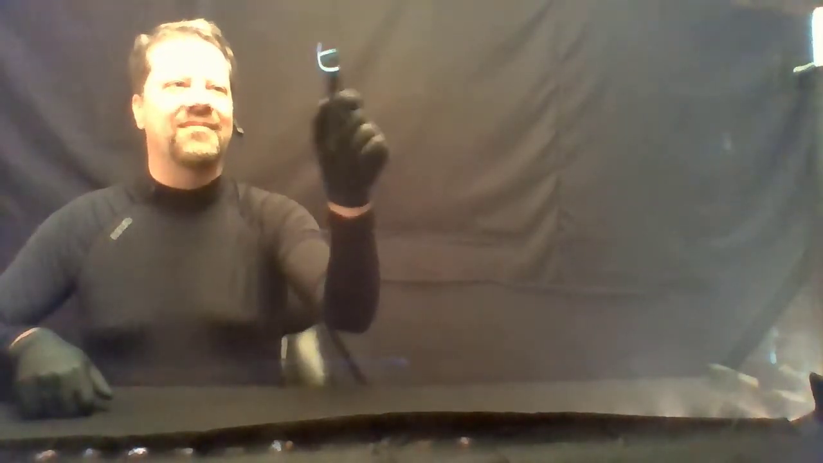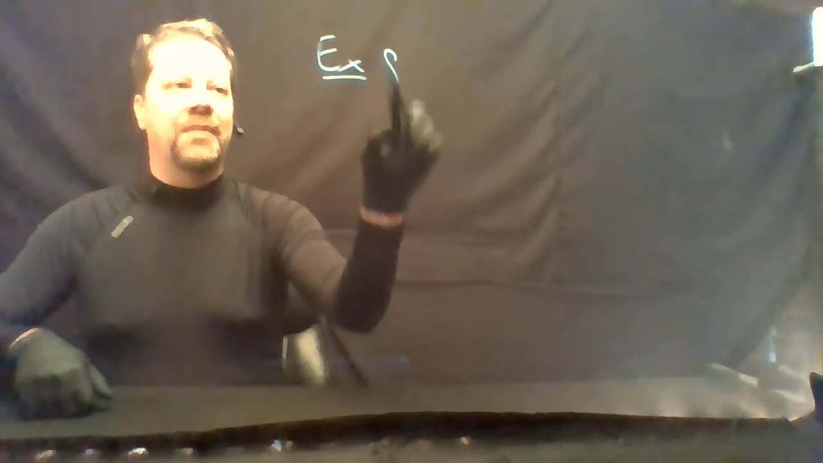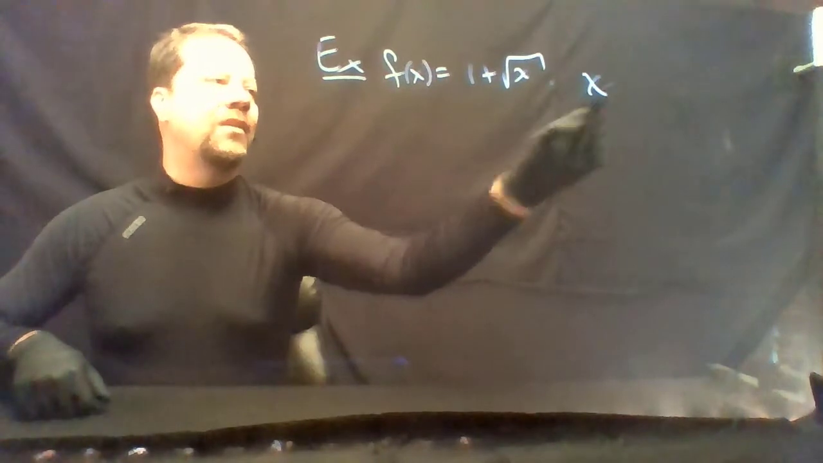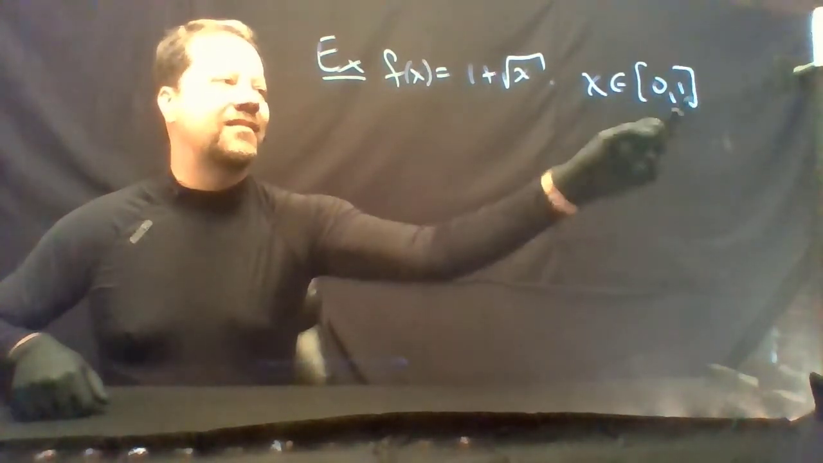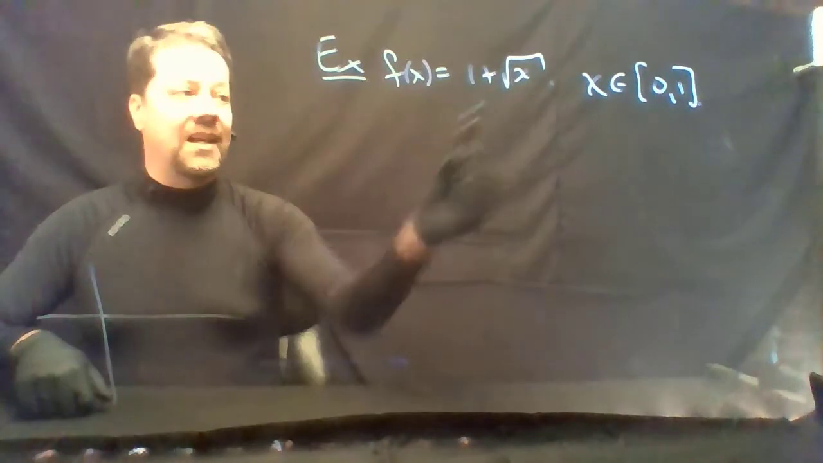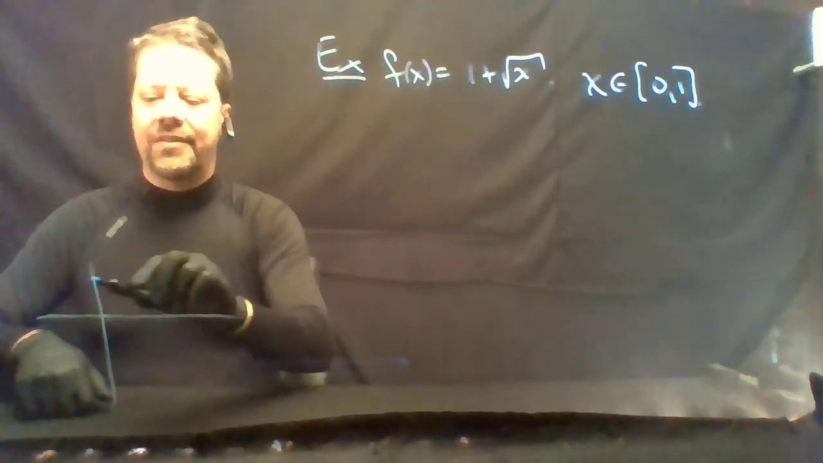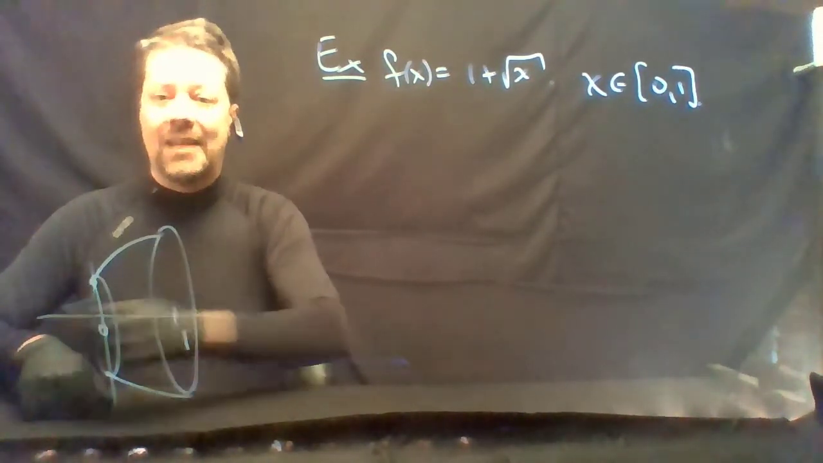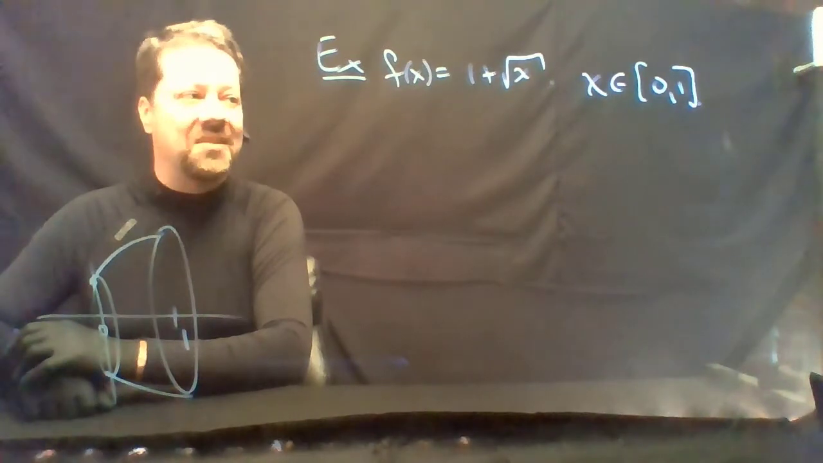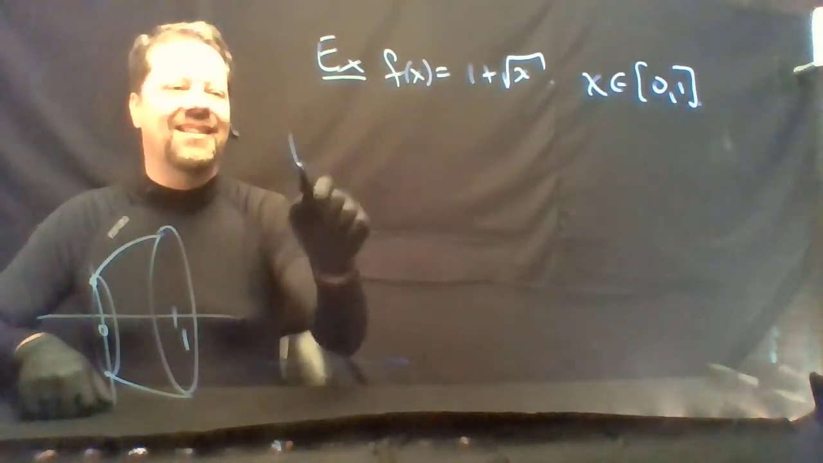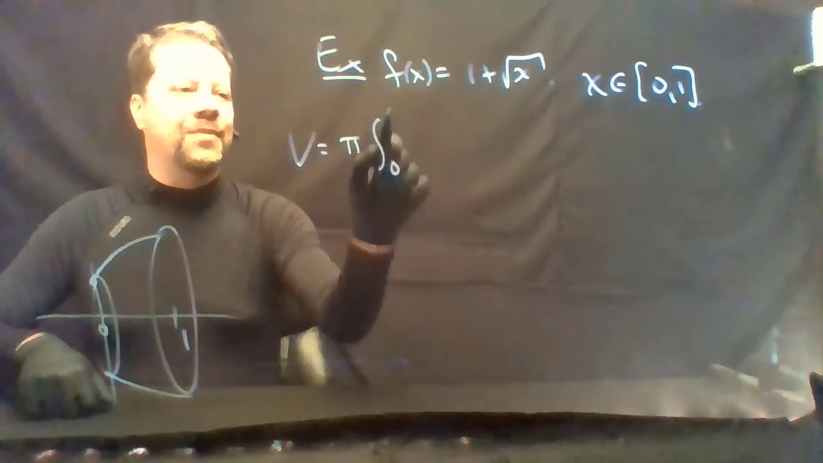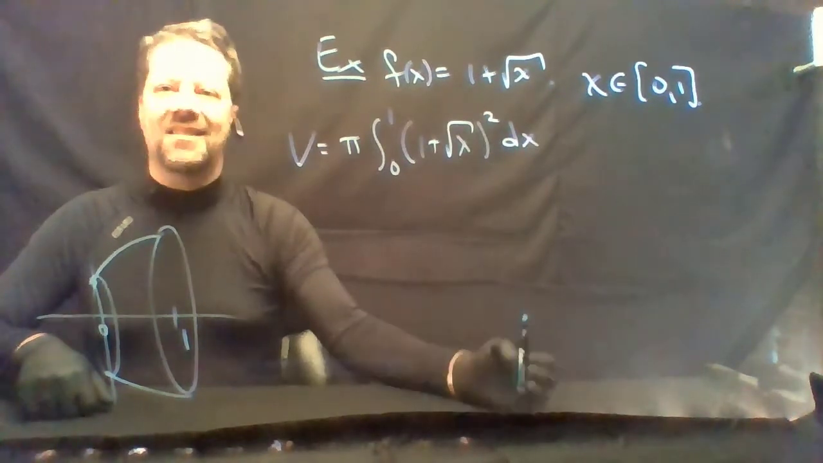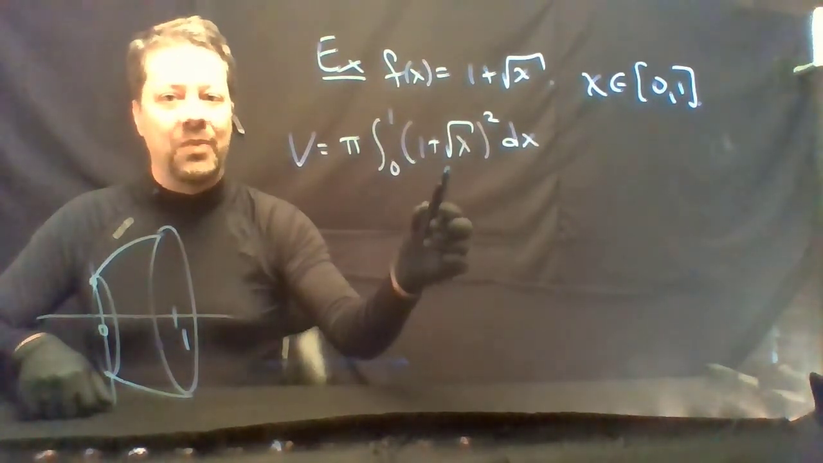For example, suppose I'm taking my function to be 1 plus the square root of x, where x goes from 0 to 1. As you can see, we're taking a vertical translation of the square root function, but only between 0 and 1. We end up with a ham-shaped solid like this. What is its volume? Well, pi integral from 0 to 1, 1 plus the square root of x quantity squared, dx. Make sure you get that middle term when you square out this binomial.